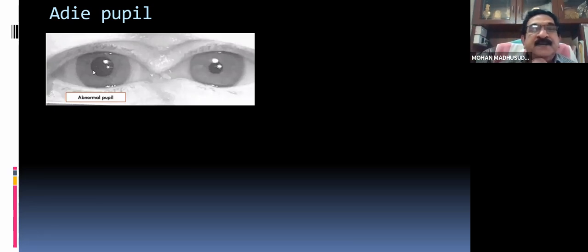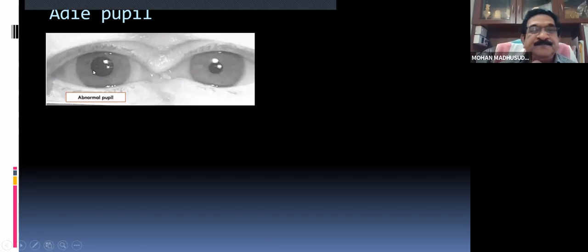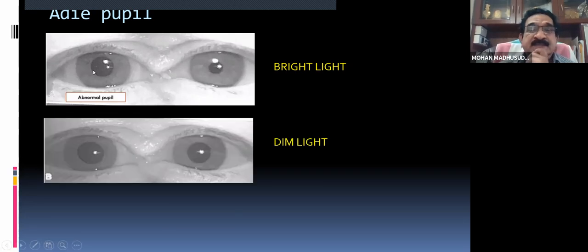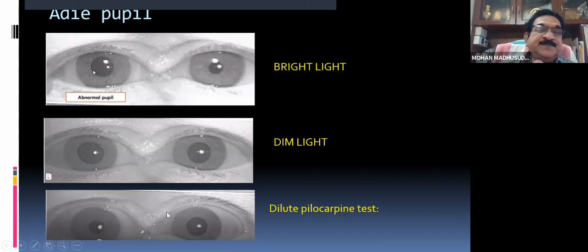Now, this is the Adie's pupil. Initially, it is dilated on the right side in bright light. In dim light, the normal pupil dilates, whereas this is already dilated. So the disparity becomes less obvious in dim light, as opposed to Horner syndrome, where the disparity is more in dim light. And in the dilute pilocarpine test, this abnormal pupil reacts briskly and much more than the normal pupil. The dilute pilocarpine will not produce any effect on the normal. This is how we diagnose Adie's pupil, the confirmatory test.